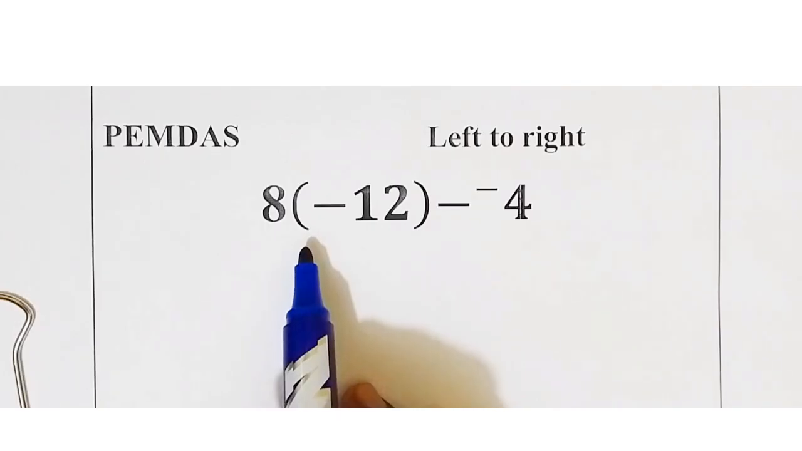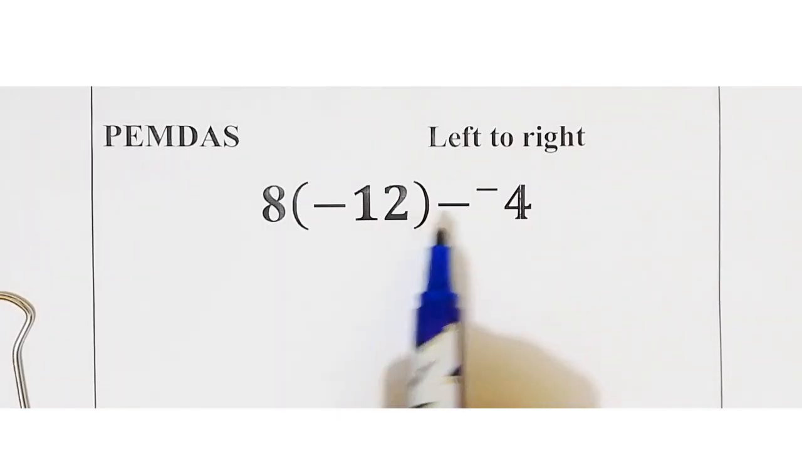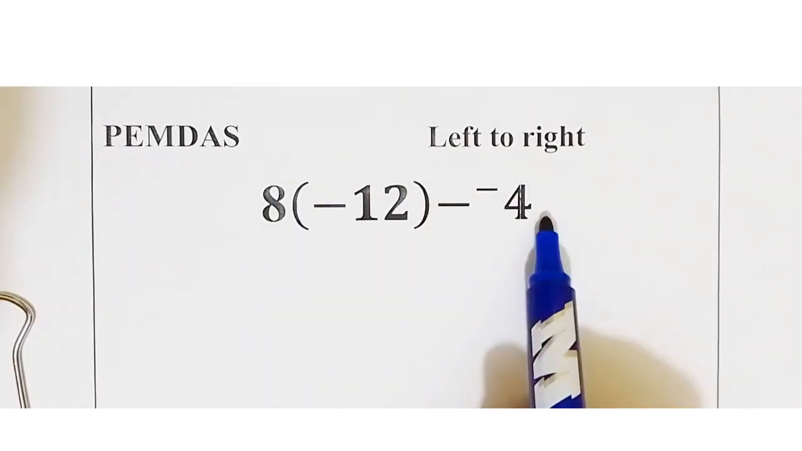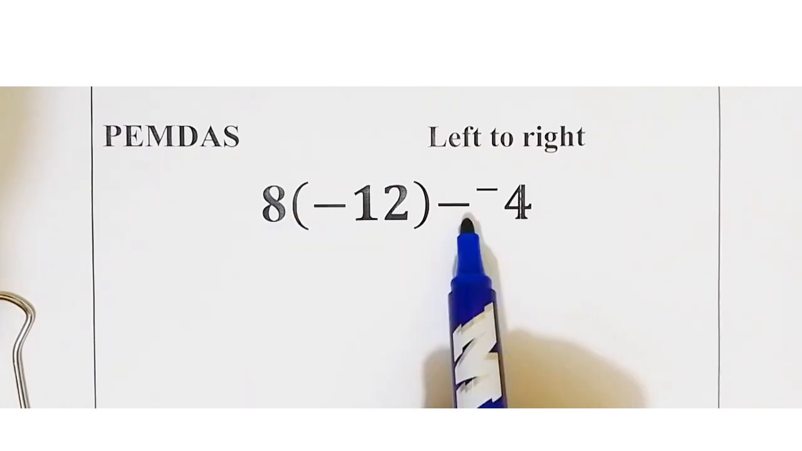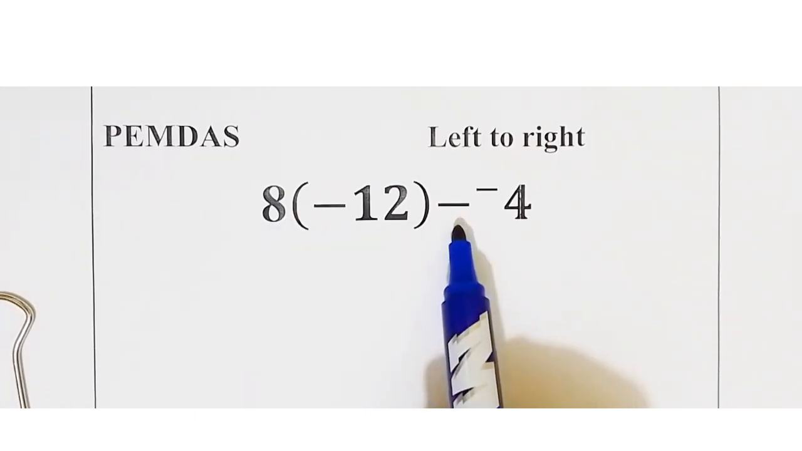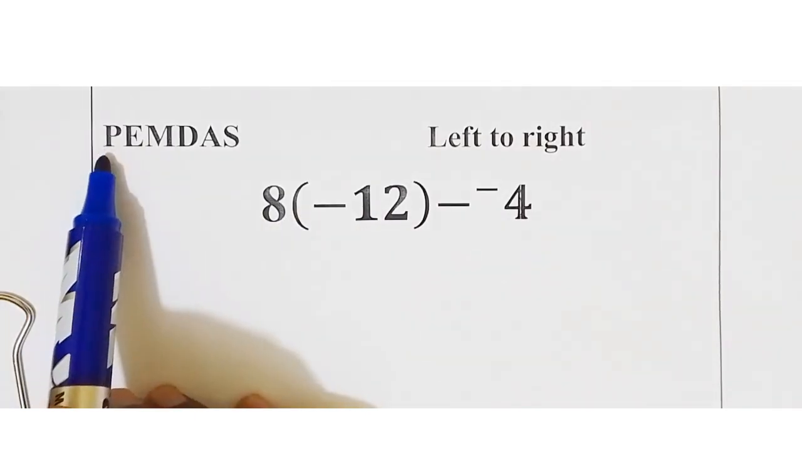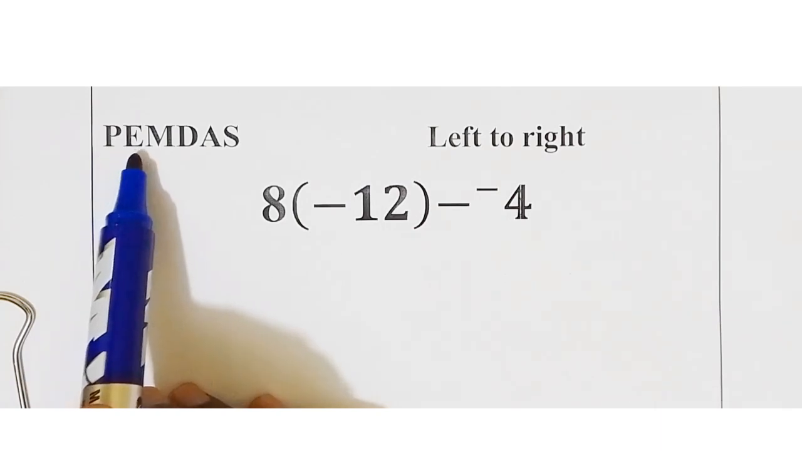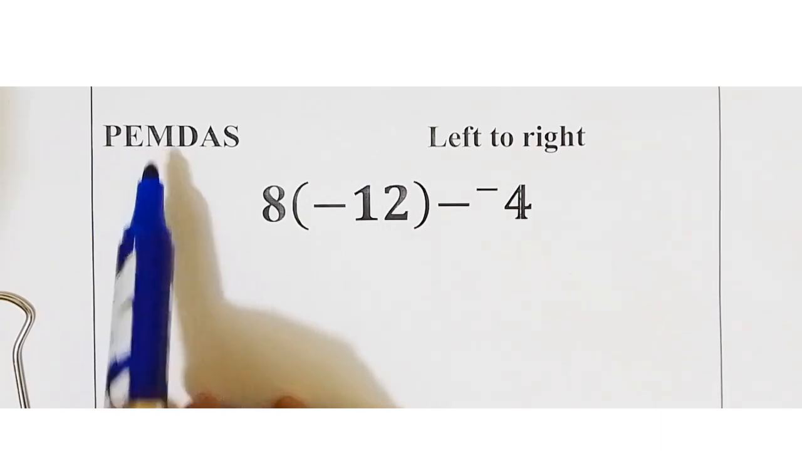Let's continue with question number 2. We have this order of operations question. It involves multiplication and subtraction. According to PEMDAS, we don't have any parentheses, we don't have any exponent, but we do have multiplication. So we are going to start with multiplication.